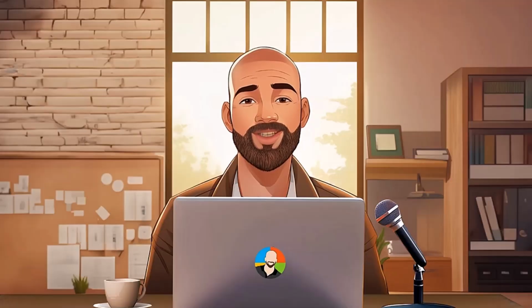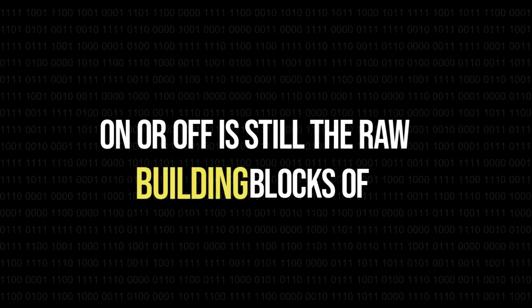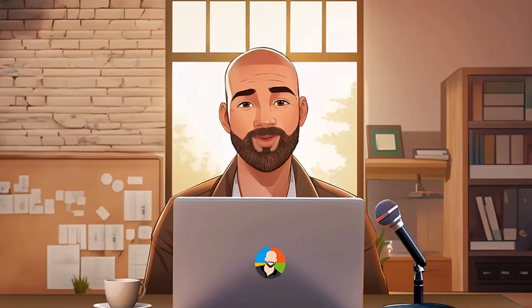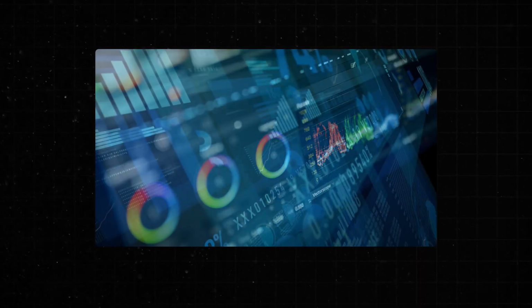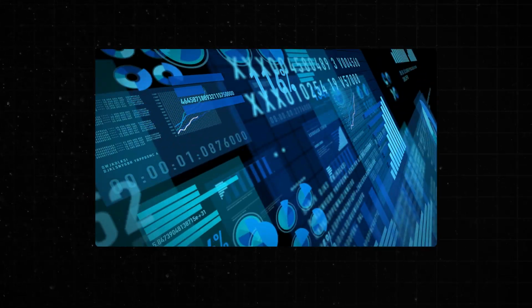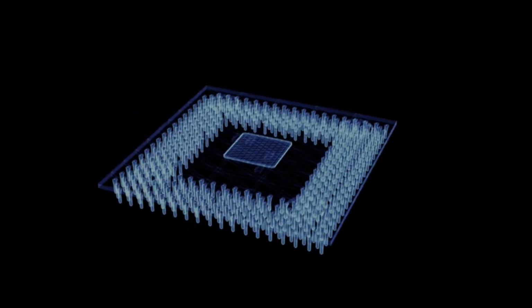Now, changing gears a bit, in the grand scheme of things, despite our current advances in technology, on or off is still the raw building blocks of everything digital. Without them, modern computing wouldn't exist. Every letter, color, sound, and image you see on a screen today is really millions or billions of tiny on-off signals working together, all of which stem from the millions of transistors switching on and off.